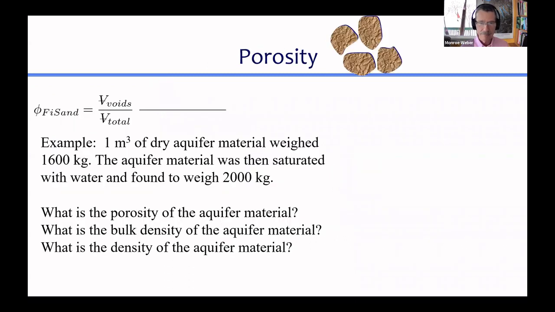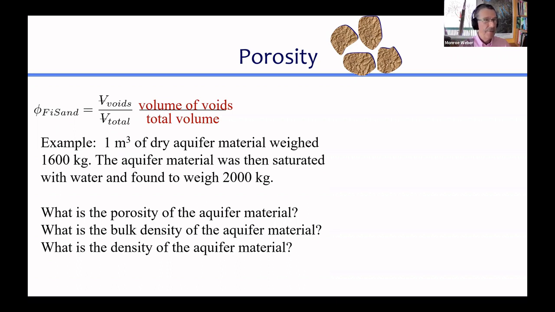The first, porosity. So porosity is pretty simple. It's the volume of the voids that are created by the sand grains divided by the total volume. So volume of voids over total volume. And so as a little example, if you've got a cubic meter of dry sand, dry aquifer material, and you weigh that, and it ends up weighing 1,600 kilograms. So you've got a cubic meter, it weighs 1,600 kilograms.